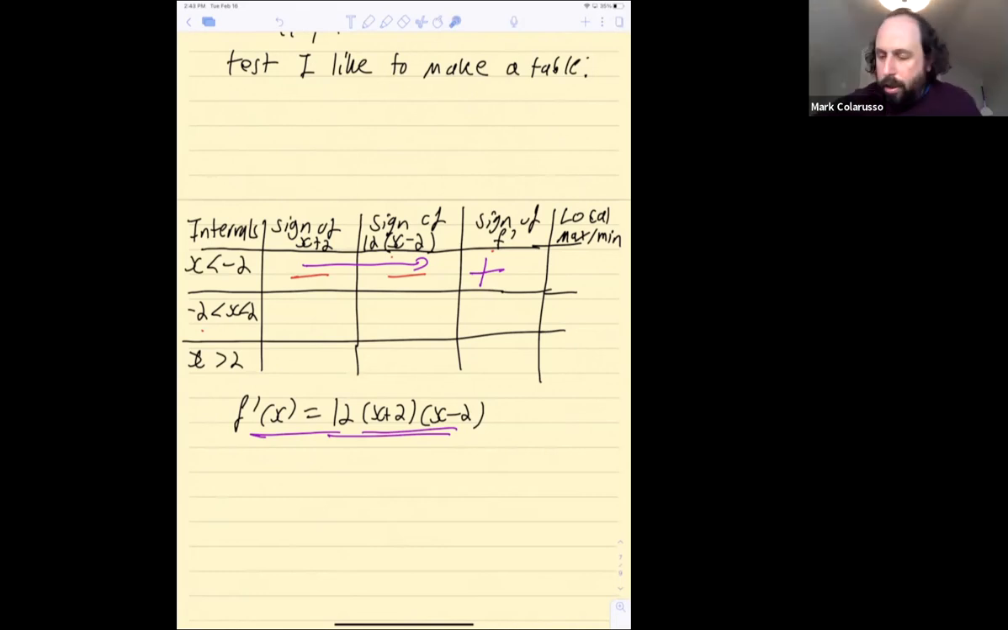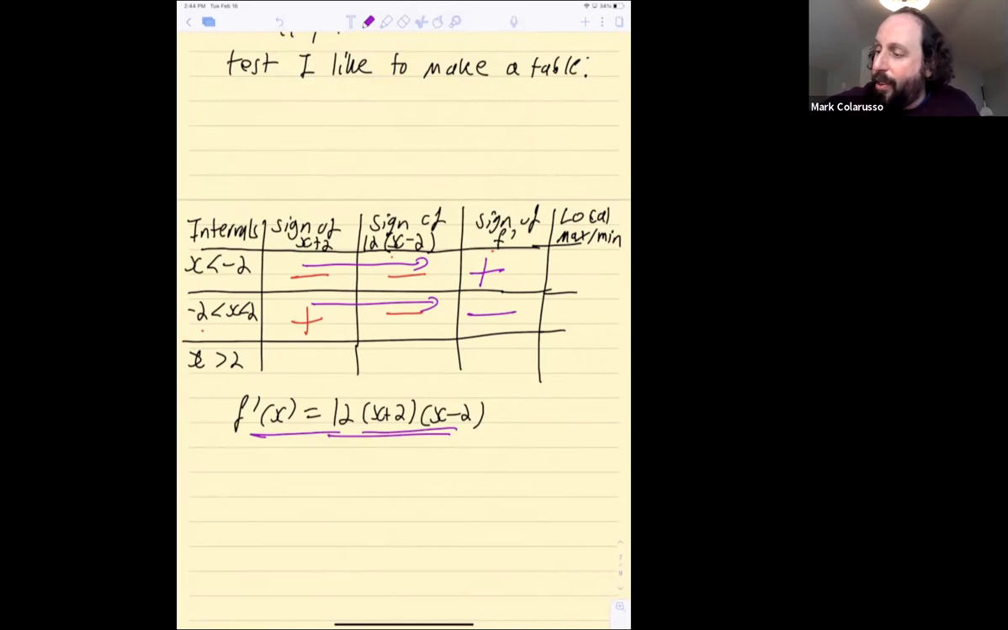So we plug in our favorite number between minus 2 and 2, which is 0. We plug in 0 to this factor, we get 2, which is positive. We plug in 0 to this factor, we get 0 minus 2, which is minus 2, negative. Times 12 will still be negative, so that's negative. So reading across the row, positive times negative is negative.